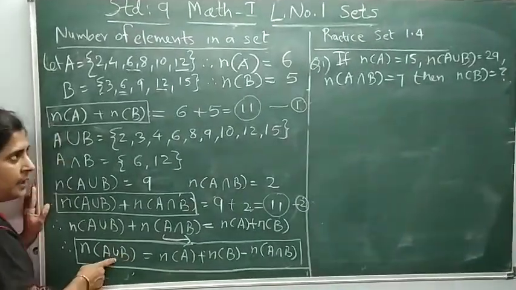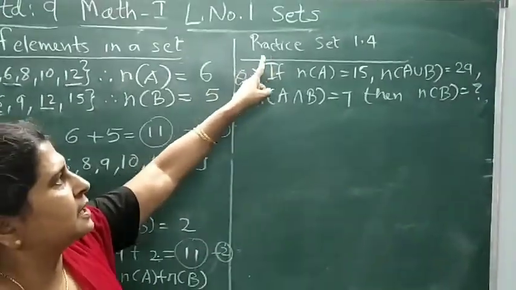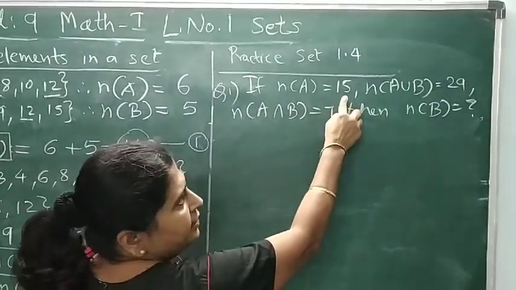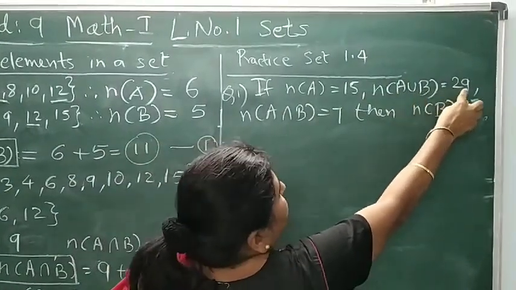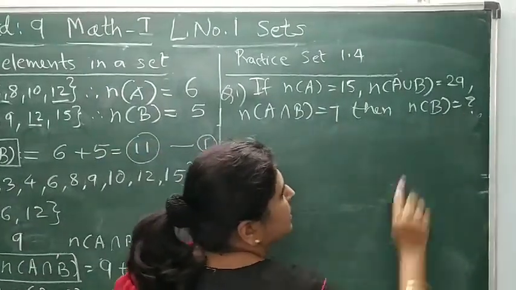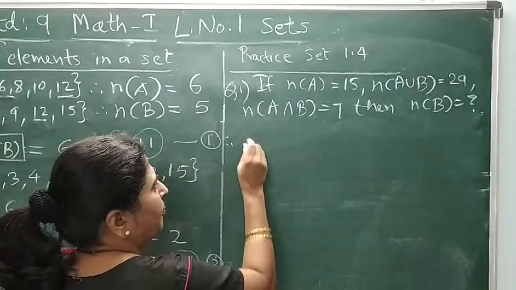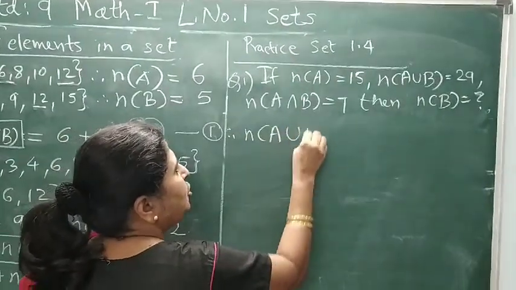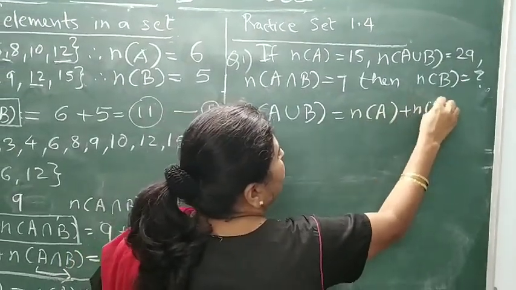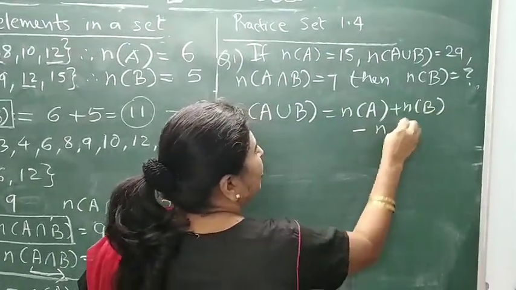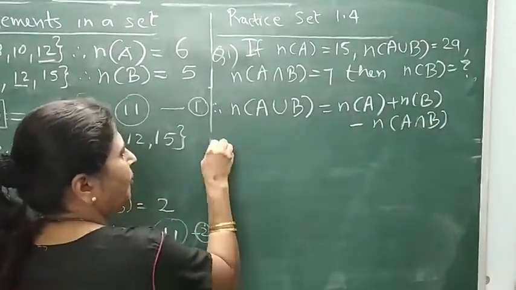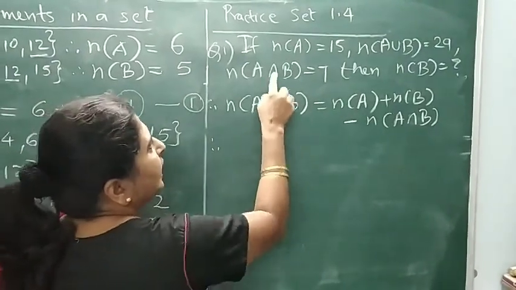Now from this property, let's solve one example from practice set 1.4, question number 1. It's given that the number of elements in A is 15, the number of elements in A union B is 29, the number of elements in A intersection B is 7, and how many elements are in set B? Let's write that property: the number of elements in A union B is equal to the number of elements in set A plus the number of elements in set B minus the number of elements in A intersection B.